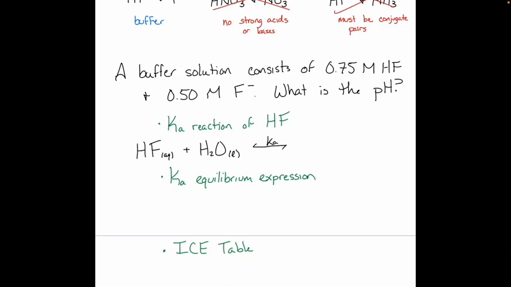All right, so remember when we're talking about our Ka reaction, we're taking that weak acid and we're adding it to water. So here's my acid. Water will be my base. To get my conjugate base, I'm going to take away a hydrogen and decrease my charge by 1. And then to get my conjugate acid, I'm going to add a hydrogen and increase the charge by 1.